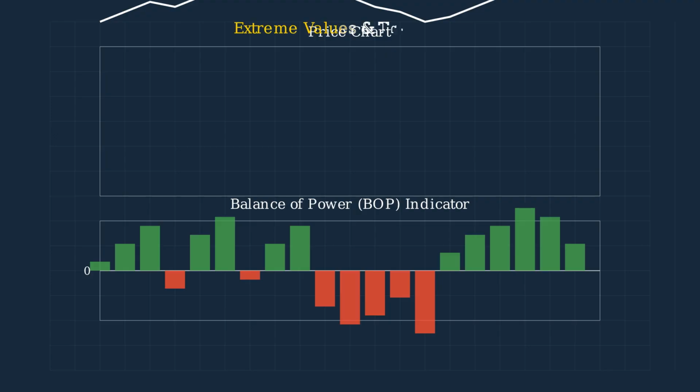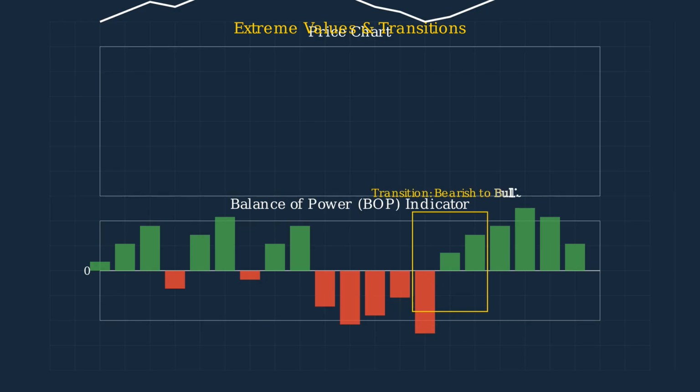Pay special attention to extreme values and transitions from positive to negative or vice versa. An extreme bullish reading suggests very strong buying pressure. This can indicate a strong uptrend, but also the potential for a reversal if sustained for too long. Similarly, an extreme bearish reading shows very strong selling pressure. This often occurs in downtrends, but can also signal potential upside reversals when sustained.